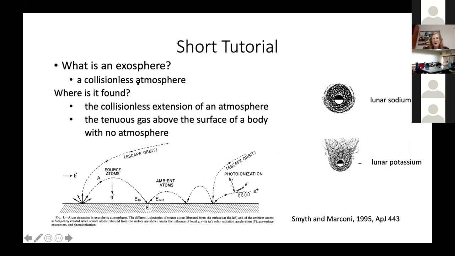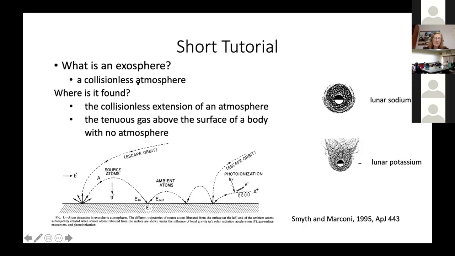So to begin with, what is an exosphere? It's a collisionless atmosphere. So the atoms, when they escape the surface or the atmosphere, if it's an exosphere bounded by an atmosphere, they're more likely to return to the surface than they are to impact another atom. So it's almost like, if you were here on the Earth, you would call it a perfect vacuum.